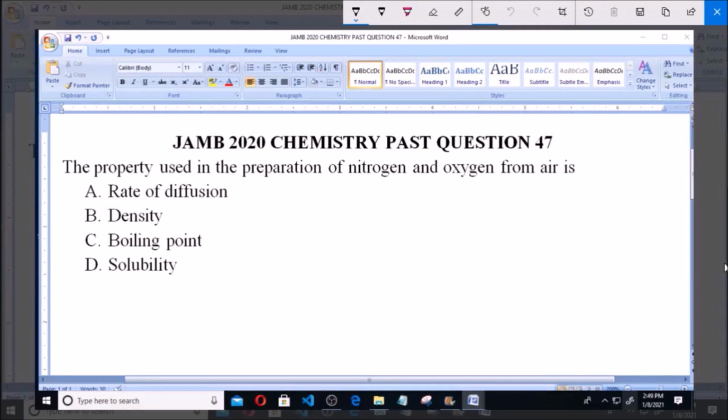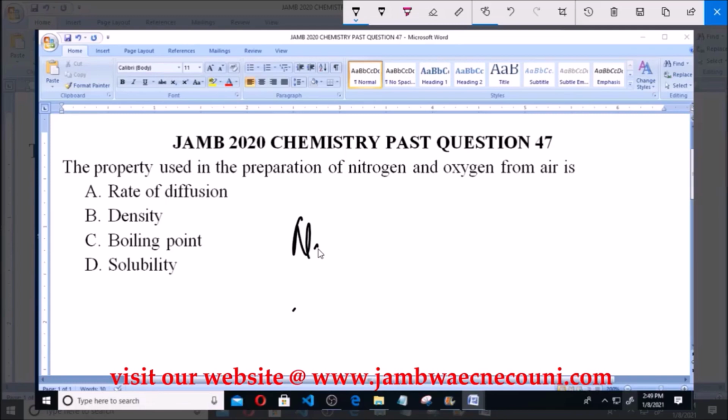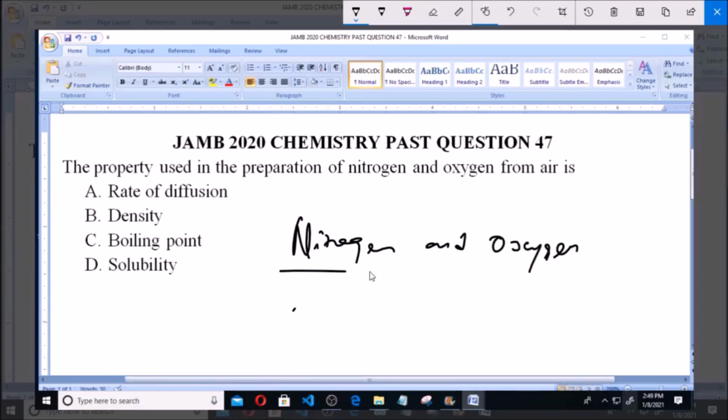The property used in the separation of nitrogen and oxygen from air is A. Rate of diffusion, B. Density, C. Boiling point, and D. Solubility. Now, nitrogen and oxygen, like we know, are basic components of air. Like we know, air is a mixture comprising of 78% nitrogen and 21% of oxygen.